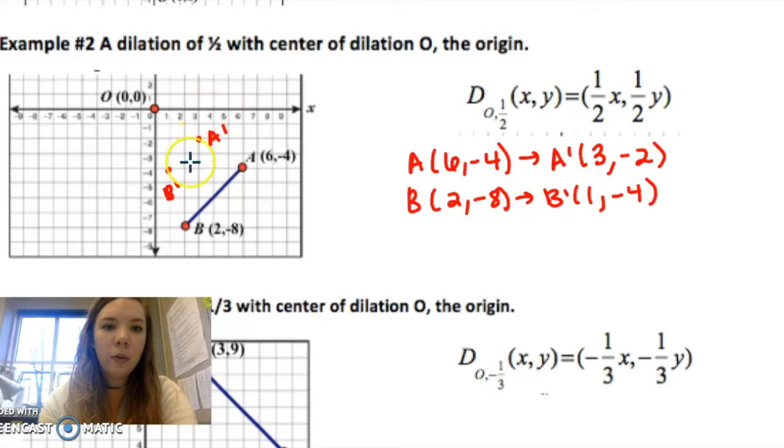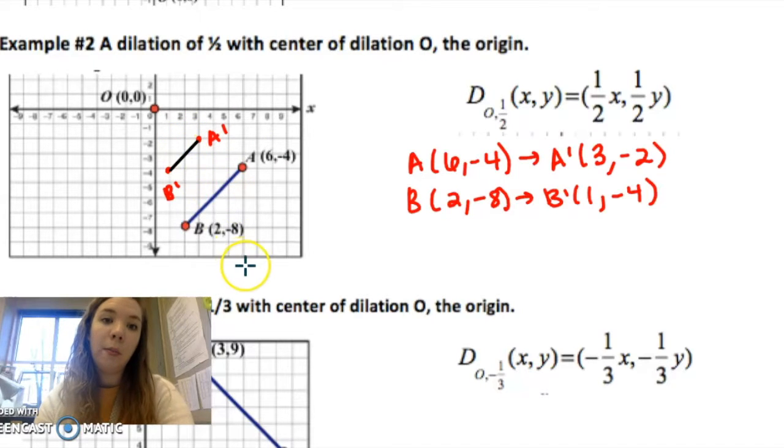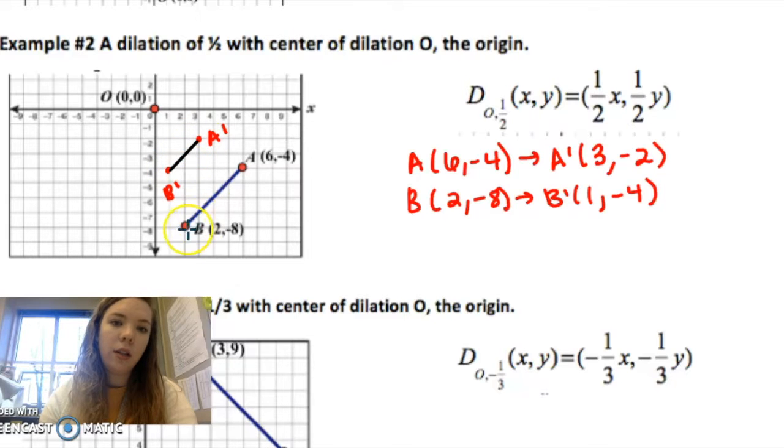Okay. We want to make sure we connect those because if it was a line before, it still needs to be a line. If it was a triangle, whatever the case may be, it should still look similar. It's just changed in size. So this distance is 1/2 of this distance.